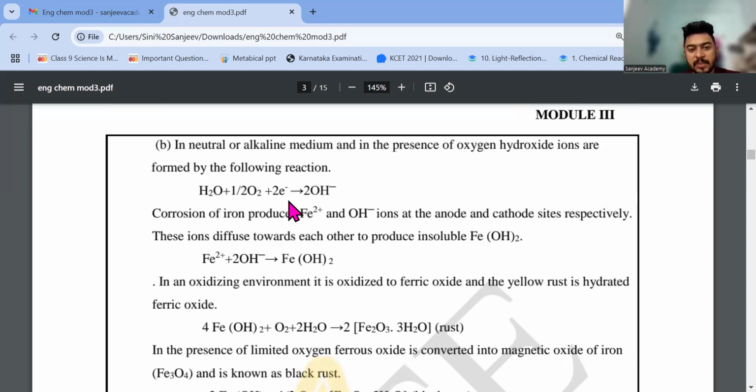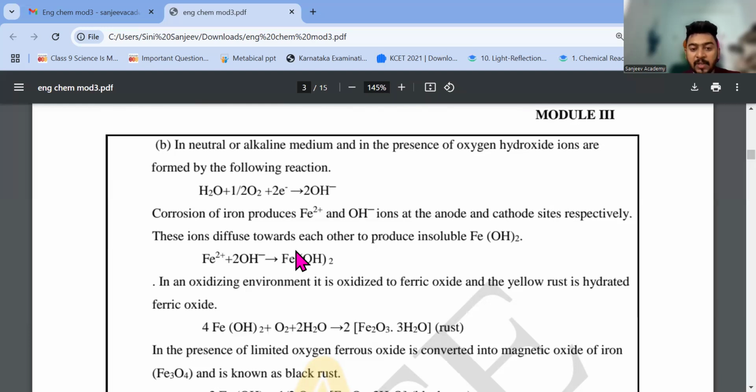Same reaction they just mentioned here. You have to learn these two reactions by heart. Then add the two reactions: Fe2+ ions plus 2OH minus ions give Fe(OH)2. That is iron hydroxide.